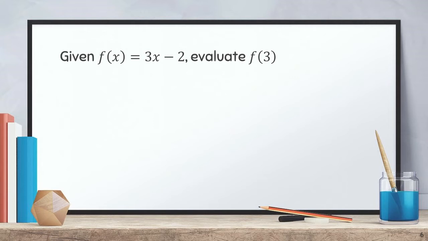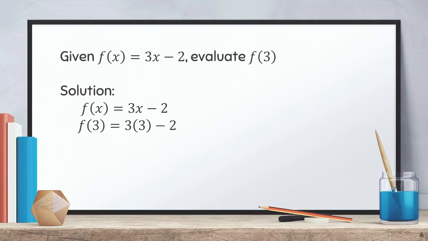Given f of x equals 3x minus 2, evaluate f of 3. Just a reminder, f of x is also the same with y. Okay? We're just going to use f of x right now. So evaluate f of 3 if f of x is 3x minus 2. So this is the solution. So we have that equation, f of x equals 3x minus 2. So what we're going to do is to replace x with 3.